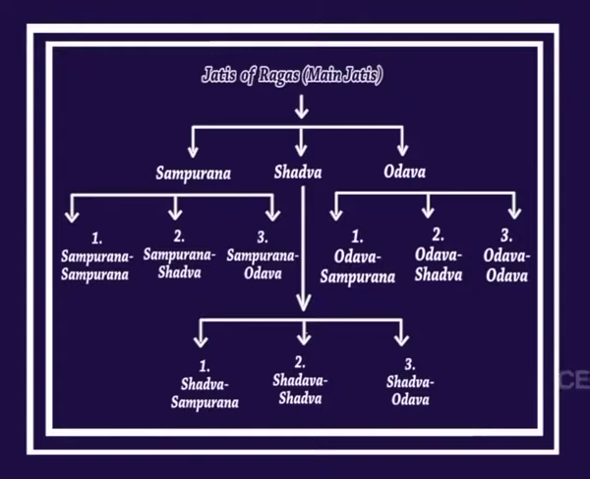Thus we can say that there are 3 main jatis of rag, which are Sampurna, Shadav and Audav. When these 3 jatis are mixed with each other, then 3 jatis from each of these main jatis are generated. In this way, 9 jatis in all are generated from 3 main jatis, which are shown in the table in the script. The 9 jatis are Sampurna Sampurna, Sampurna Shadav and Sampurna Audav, Shadav Sampurna, Shadav Shadav and Shadav Audav, Audav Sampurna, Audav Shadav and Audav Audav.